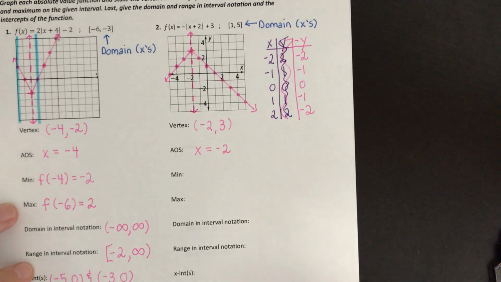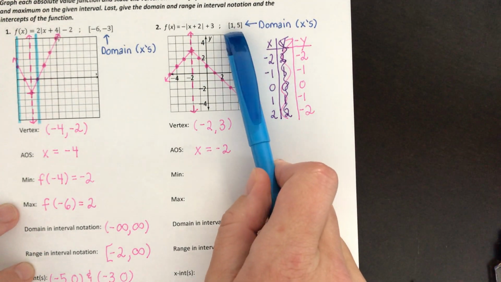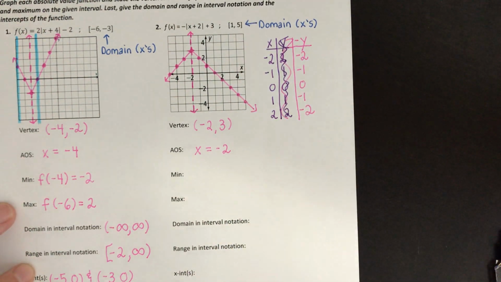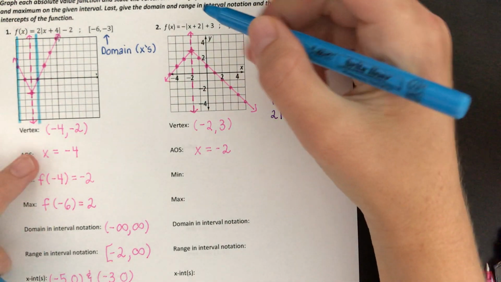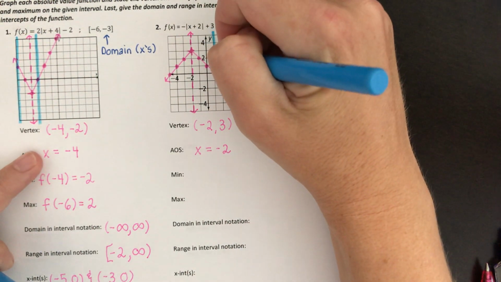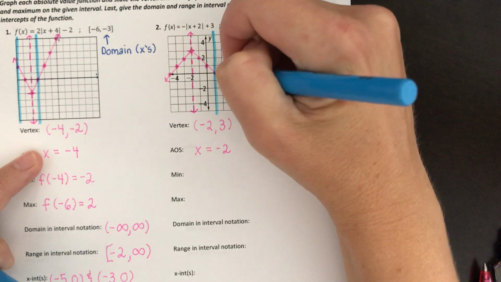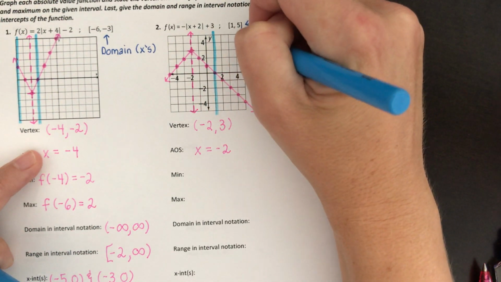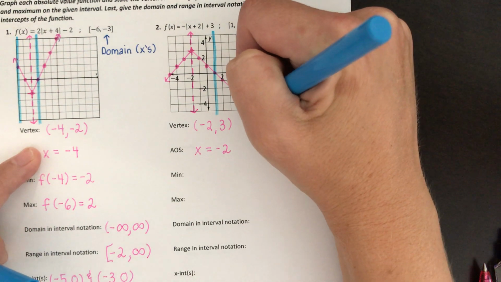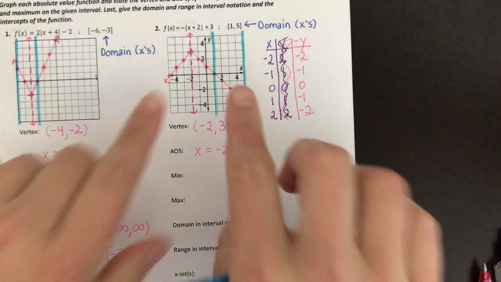Okay, our min and our max. Well, we have to look at our boundary first. So our interval, or our boundary, is 1 to 5. Remember, those are x's. So 1 to 1, 2, 3, 4, 5. I know it's labeled there, but I didn't trust it.